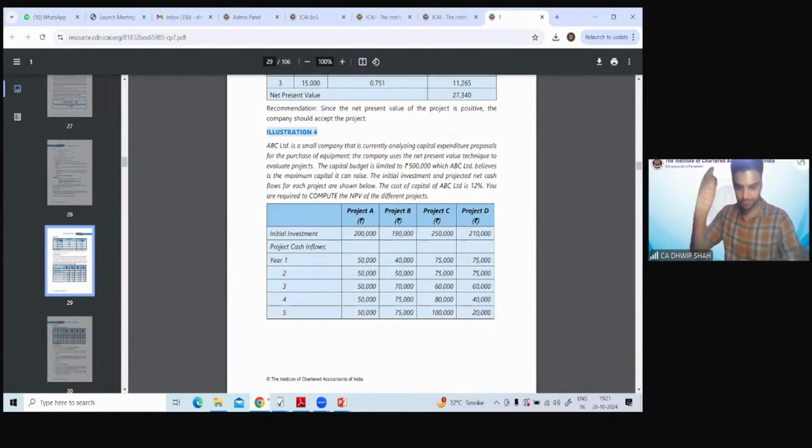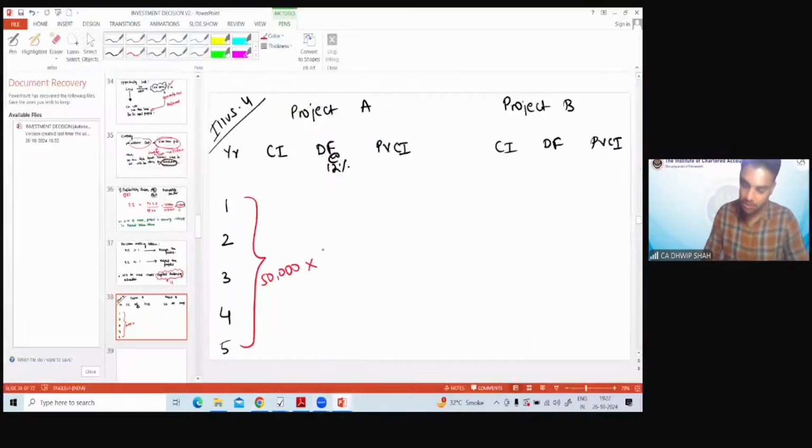कितना आया? What is the PVAF for 12% for 5 years? 3.6047. Correct. So since the cash inflows per annum are constant, we will directly multiply it by PVAF 3.6047, and my PVCI comes to 3.6047 multiplied by 50,000, 180,235. So no need to prepare the table since cash inflows per annum are constant.